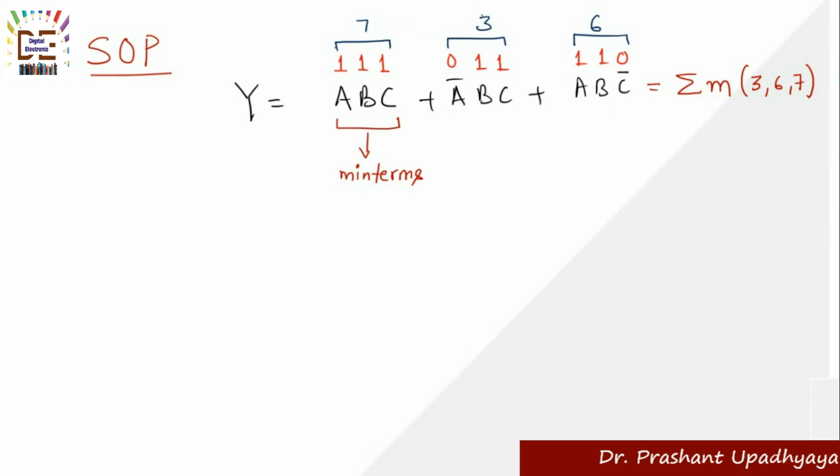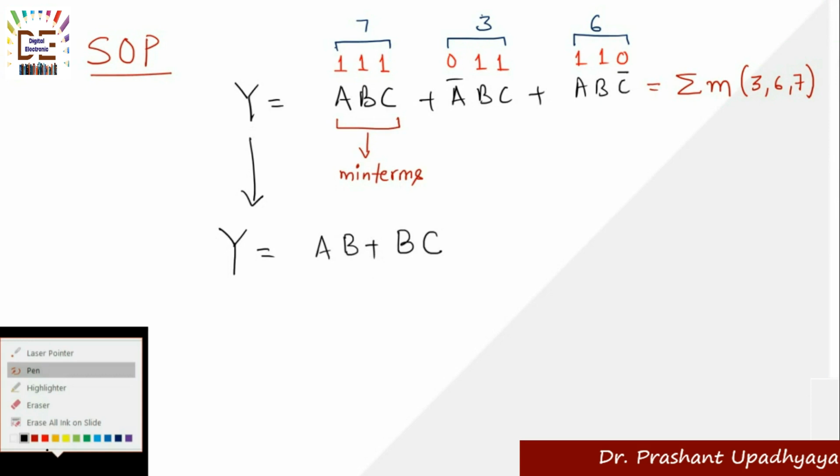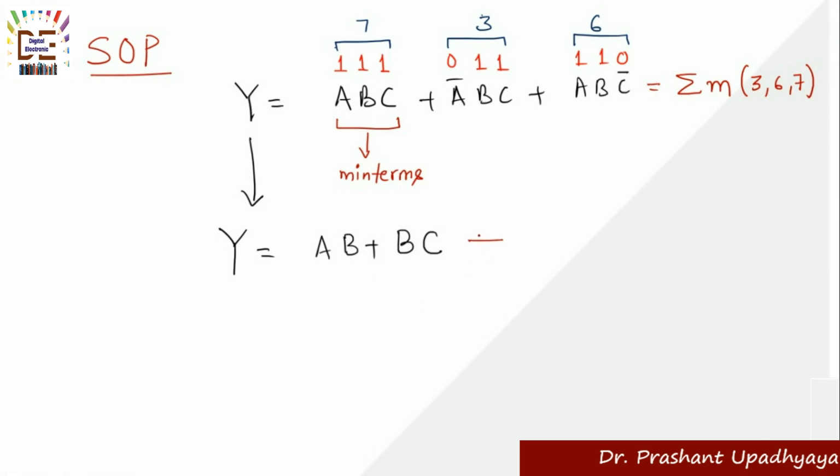And if I solve this example, that is, if I minimize Y, the resultant of my Y, let's say, will come out as AB plus BC. You can check it. So this is known as the minimal SOP. Let me make clear what this minimal SOP is.